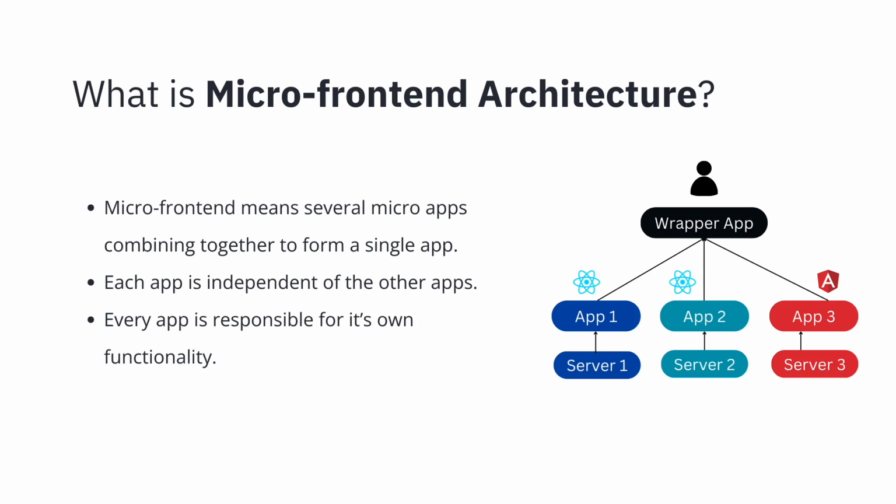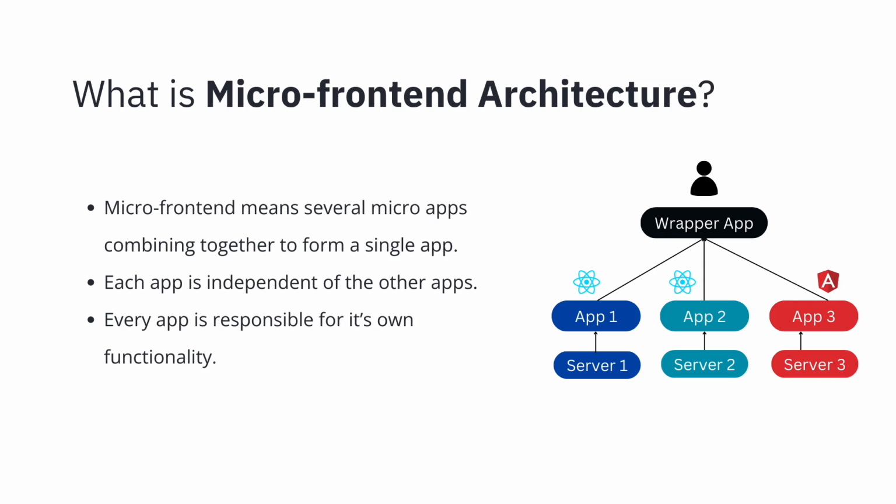Every app is responsible for its own functionality. We can make them dependent, but it is better practice to keep them independent. So app one's functionality would not affect app two's functionality, and similarly for all the other apps. Another thing is that when we create a micro front end, we can choose any frameworks.